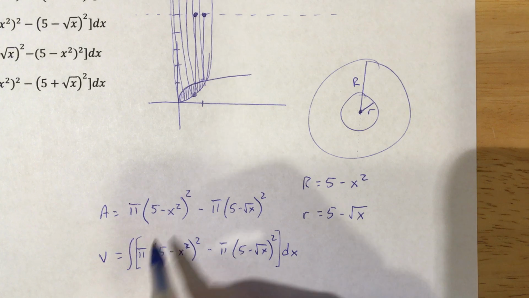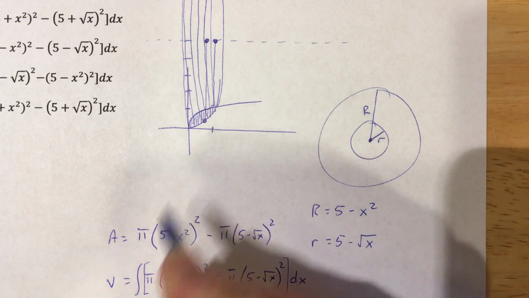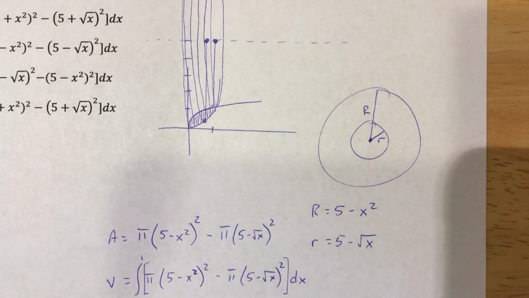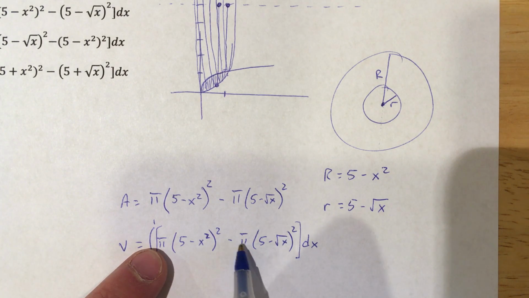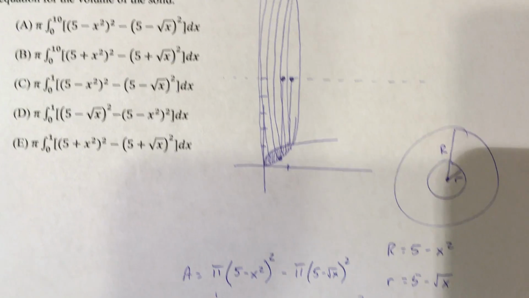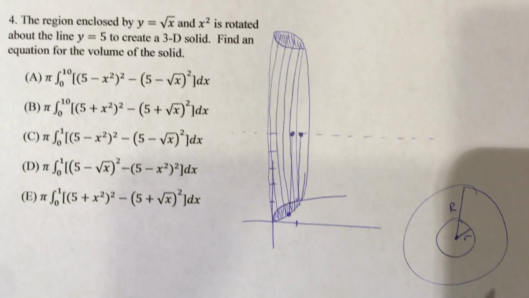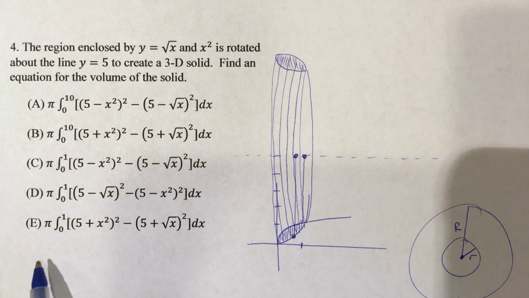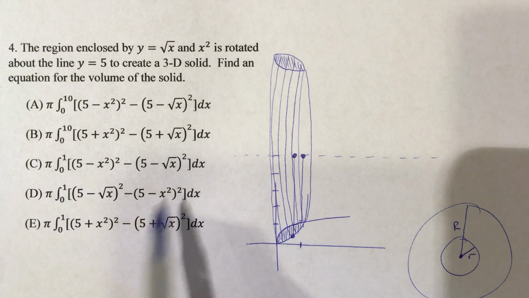Where do I start? Where do I end? First cross section is here at an x value of 0. Last cross section is here at an x value of 1. Boom, there we go. You can factor that pi out and bring it out front, which is what we see in all of our options here, so that's what's going to happen there. We want 5 minus x squared coming first, and we want to go from 0 to 1. So it looks like letter C is going to be my option here.